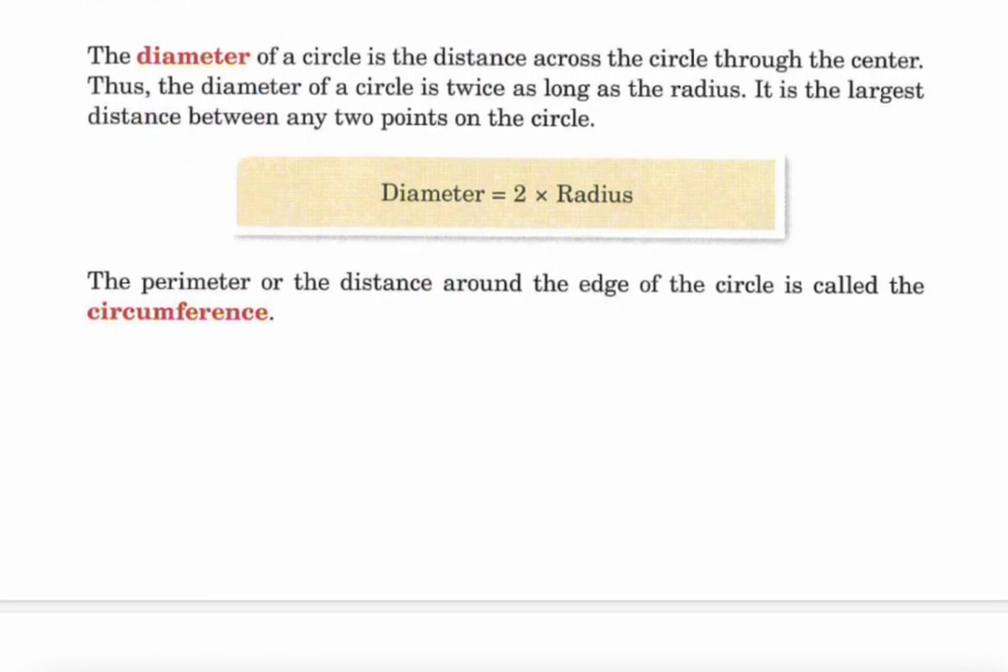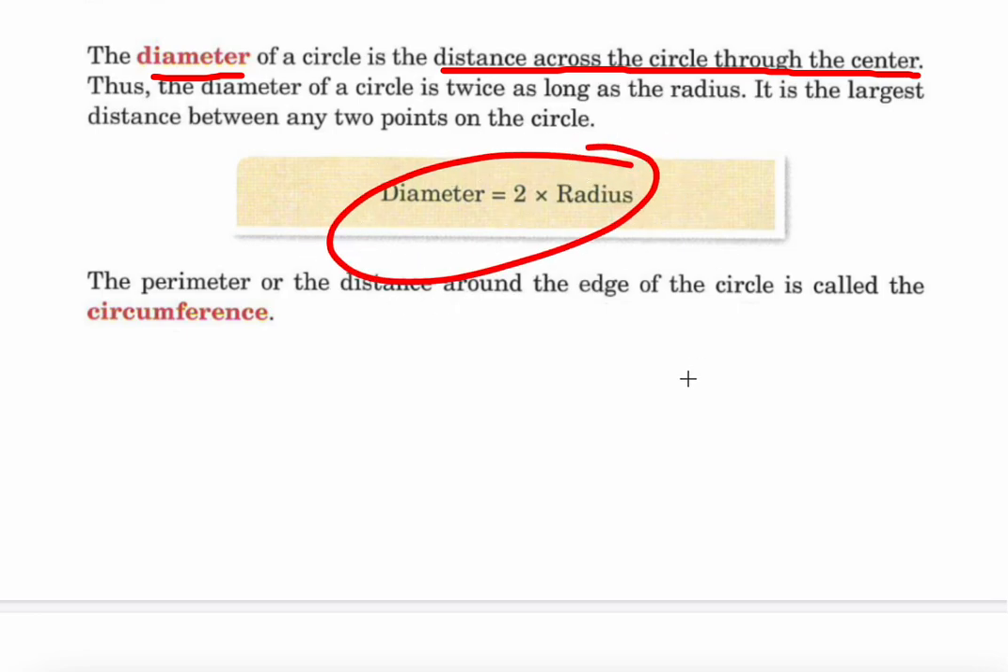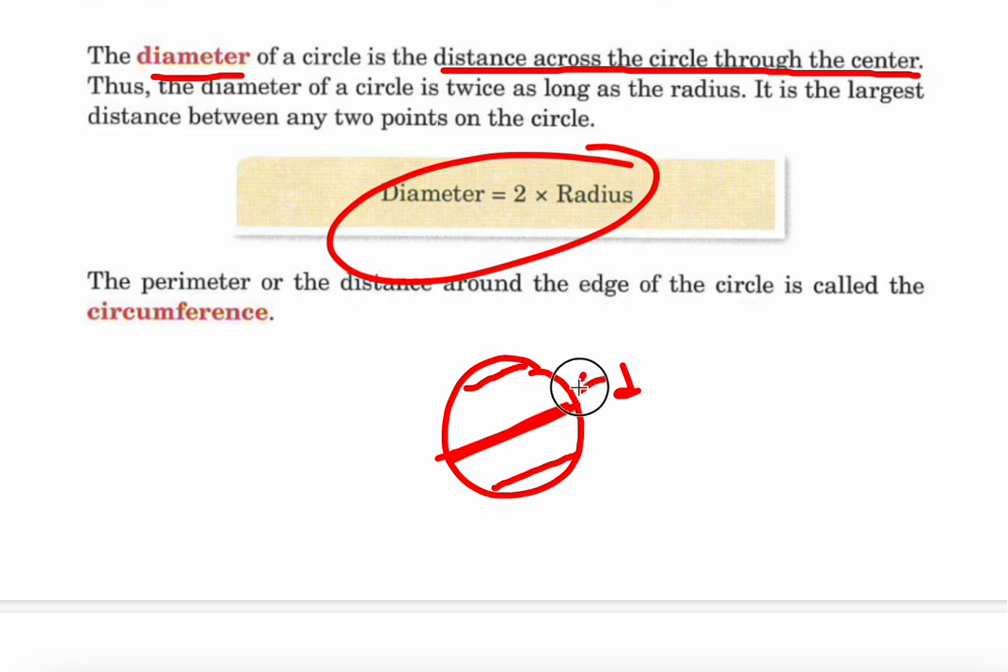So like we said, diameter is the distance across the circle through the center. So therefore, the diameter is 2 times the radius. It's double that. So make sure that goes in your notes. It is the largest distance between any 2 points on the circle because like we said, you can cut your circle multiple ways, but the diameter is going to be the largest distance.